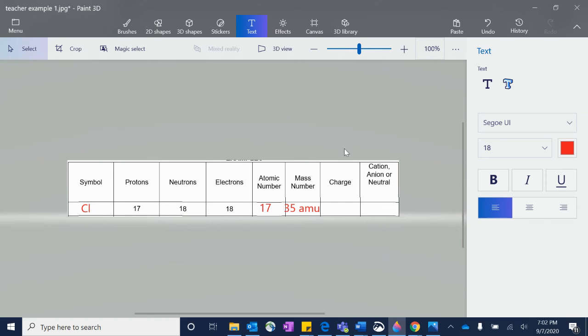Now here comes the new stuff, our charge. Remember, to find the charge of an atom, you need to take the number of protons and subtract the number of electrons. So 17 minus 18 actually gives us a negative number. It gives us negative 1. Since this is a negative ion, meaning it has extra electrons, we know it is an anion. Because our anions have a negative charge, they have an extra electron or more. And now we have filled out this entire table.